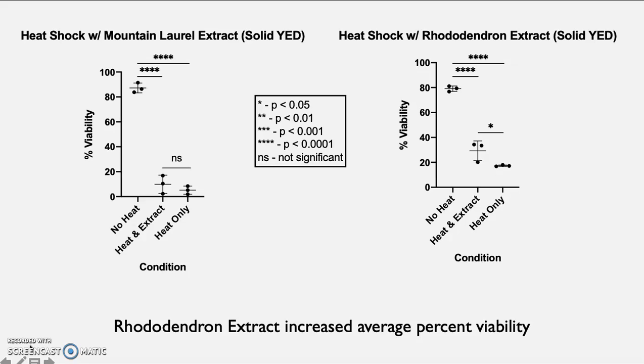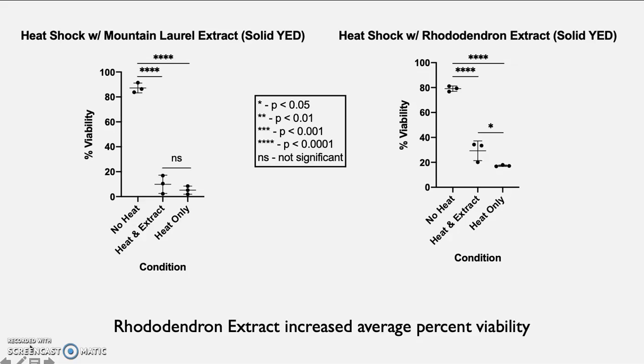As you can see on the left of the graph, it shows the percent viability. It will show that it's been living longer and surviving. If the heat and extract looks more like the heat only group, then it shows that the extract is not effective and it can't protect it.